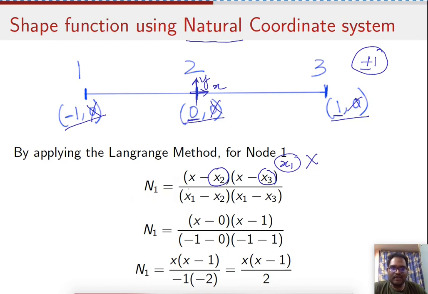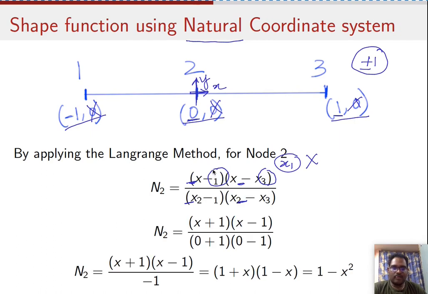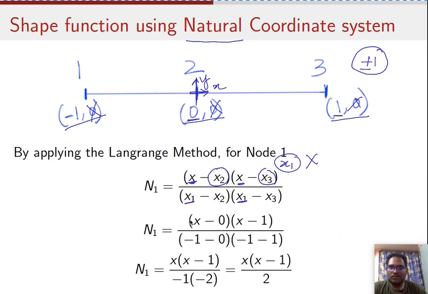In the denominator, wherever x was appearing, just substitute the x1 term over there. So if you just substitute the values, it is x minus 0 and x minus 1. The value of x1, you can find as -1 over here. Substitute it. Then the shape function of the first node is x into x minus 1 divided by 2.